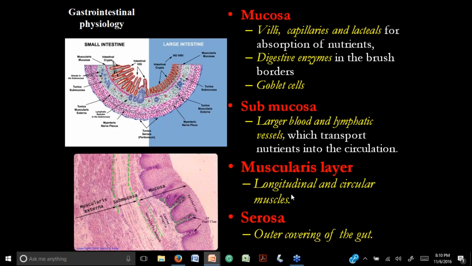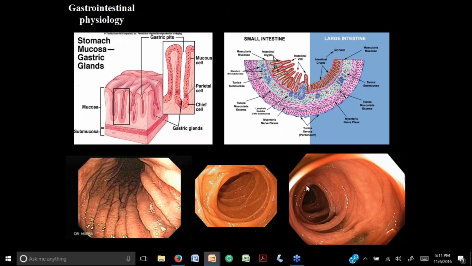The longitudinal muscles contract to move the content forward, and the circular muscles are used to mix the content in the GI tract, mostly mixing it with the enzymes that we are going to see now. And the serosa is the outer covering of the gut.